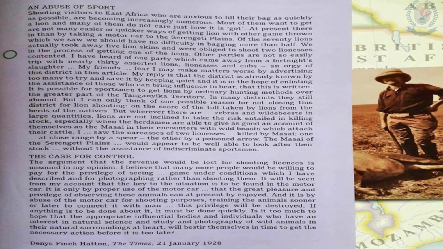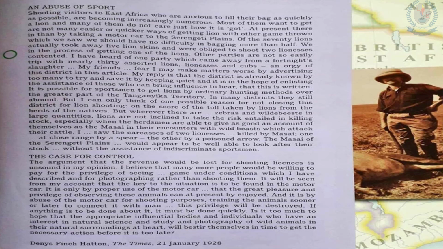Next sentence. It is possible for sportsmen to get lions by ordinary hunting methods over the greater part of the Tanganyika territory. In many districts, they still abound. As the writer says, sportsmen were able to get lions using common hunting methods in the greater part of Tanganyika territory. In many other districts too, they were still existing.